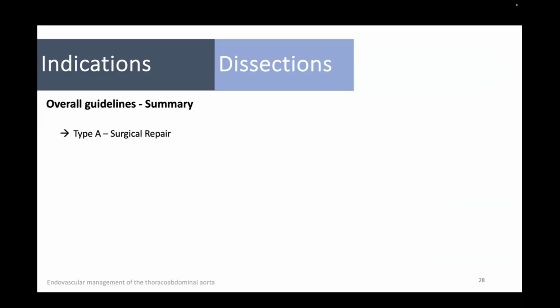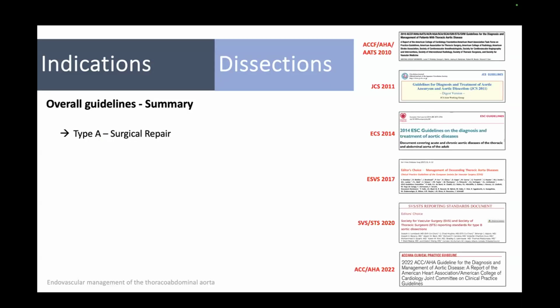Now, specifically for aortic dissections, for type A aortic dissections, of course, as you know, surgical repair is still very much indicated. There have been a lot of studies and a lot of guidelines built on aortic dissection in the past 10 to 15 years. It's a big subject, very talked about in different meetings.